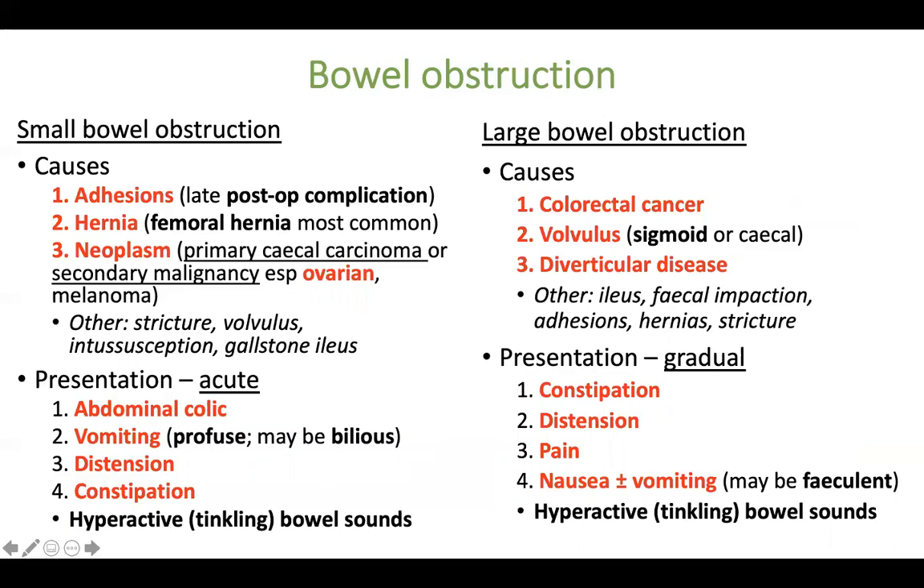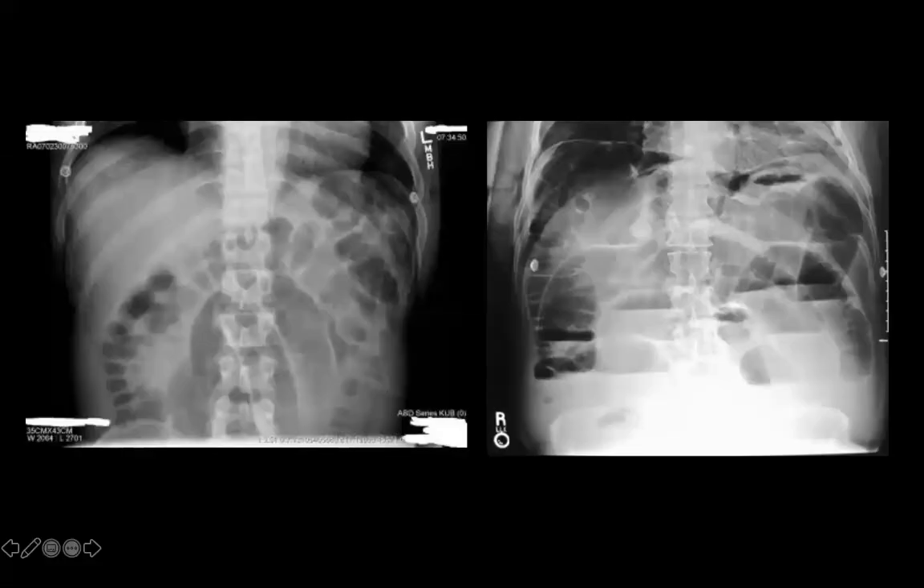They typically present in different ways, although this isn't so clear in your EMQs, but just for you to know, in a small bowel obstruction you typically get pain first, then vomiting, then distension and constipation. Whereas large bowel obstruction, because it's gradual, you get constipation first, then distension, and then pain and vomiting later. You get hyperactive or increased bowel sounds, whereas if it's ileus, you get no bowel sounds. So that's how you differentiate it.